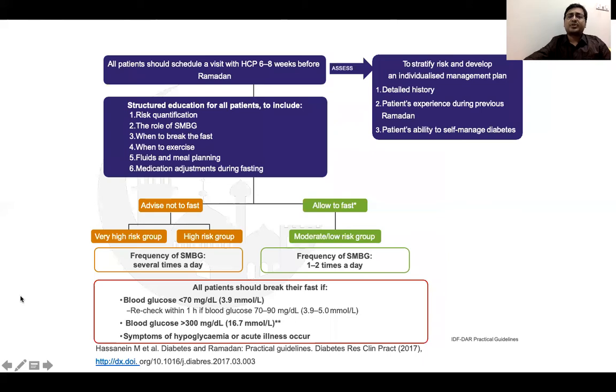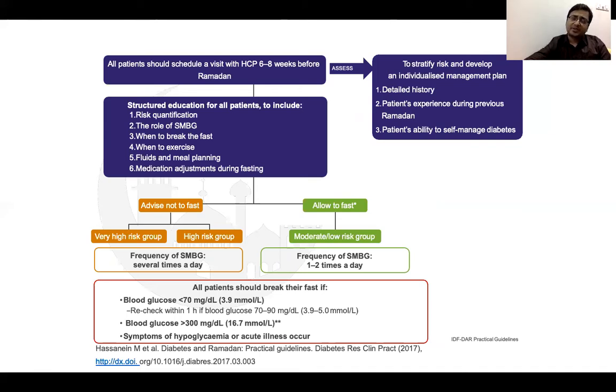All patients should schedule a visit with the physician 6 to 8 weeks before Ramadan. Risk stratification and self-monitoring are very important and should be done continuously. When to break the fast and when to exercise are very important, and they should understand this. Fluids, meal planning, and medication adjustment are among the most important parameters to control hypoglycemia.